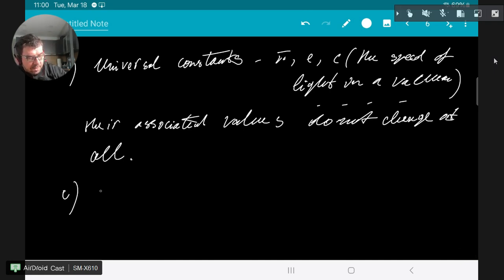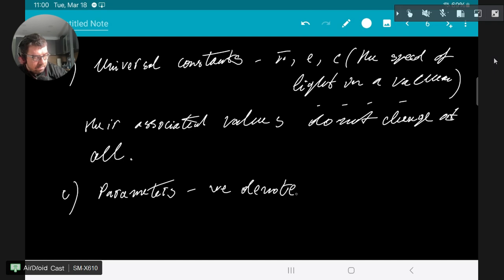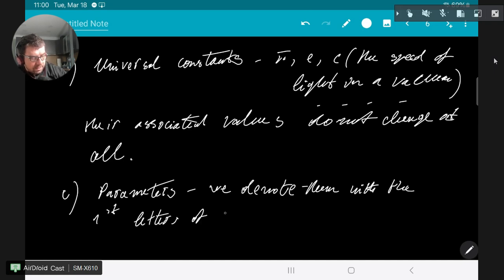Okay, but now there is another type of constant, and that type of constant is called a parameter. Okay, parameters. We denote those with the first letters of the English alphabet.